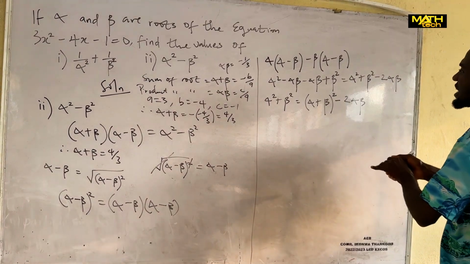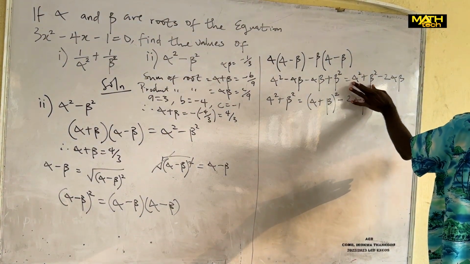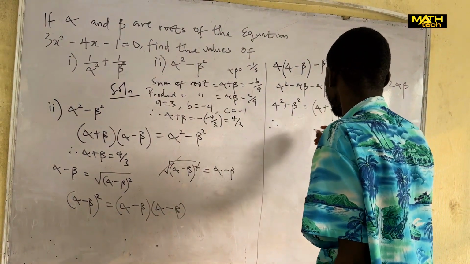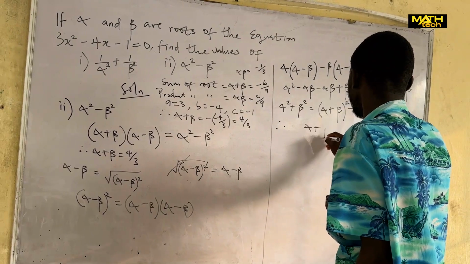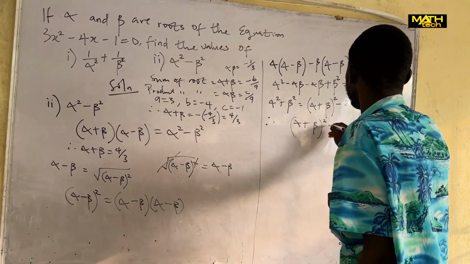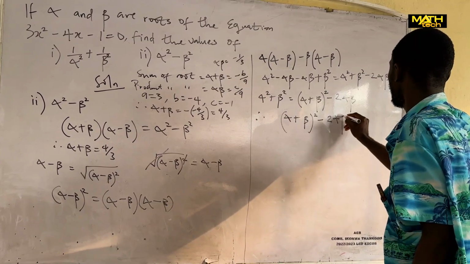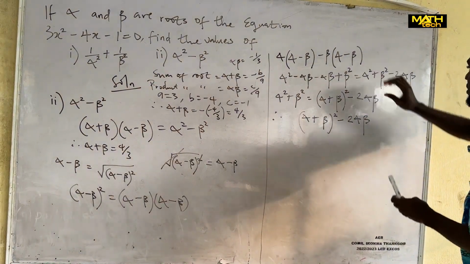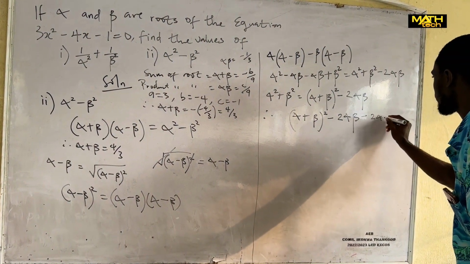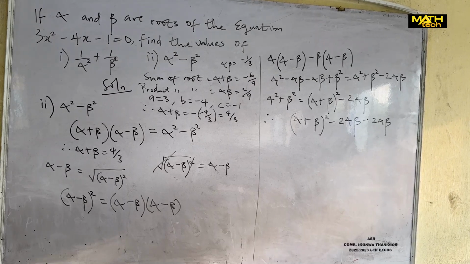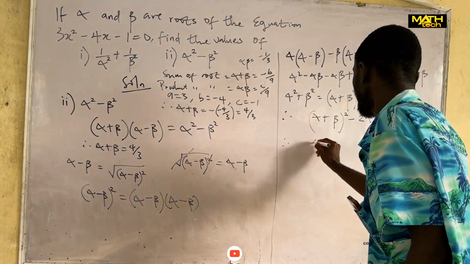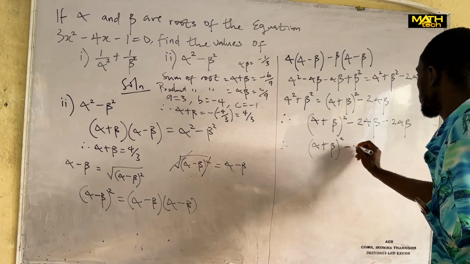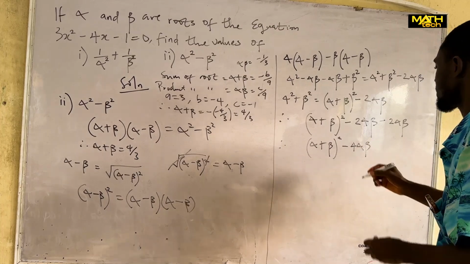So what we'll do is repeat this and replace it in place of alpha square plus beta square. Therefore, what we'll be having here is alpha plus beta all square minus 2 alpha beta, which is representing this, then minus 2 alpha beta again. So therefore, we'll be having alpha plus beta all square minus 4 alpha beta.